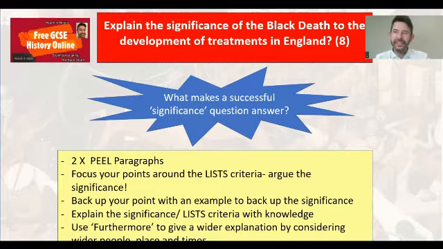Focus on your points around a list criteria. So now your points should be on the list criteria. It shouldn't just be about any odd random thing. It should be a long-term impact, big size and scale. So your points now are about the list criteria to explain significance. Okay. Back up your point with an example of that significance. Okay, so your point is a list criteria. Evidence is an example of that. Then explain how that example shows that list criteria.